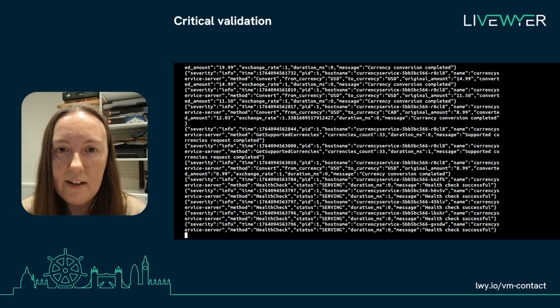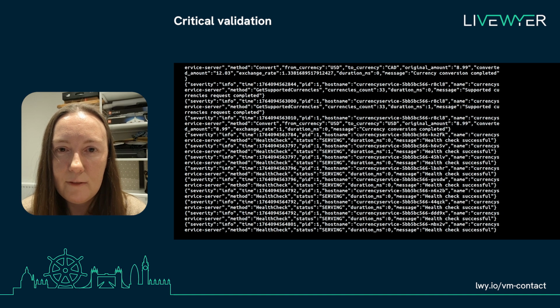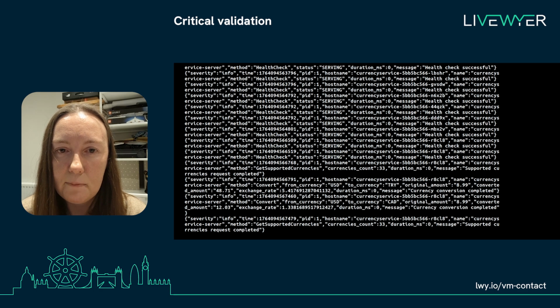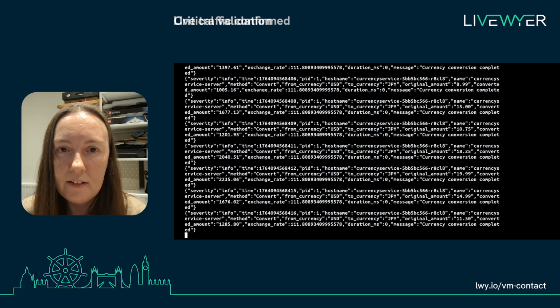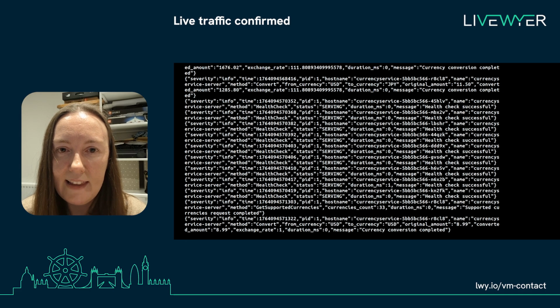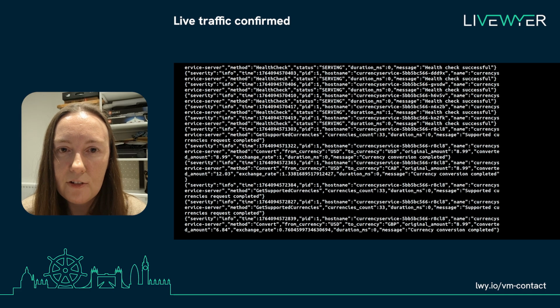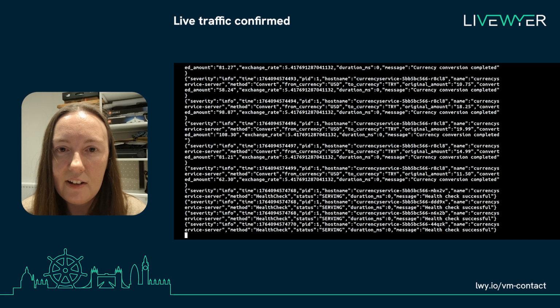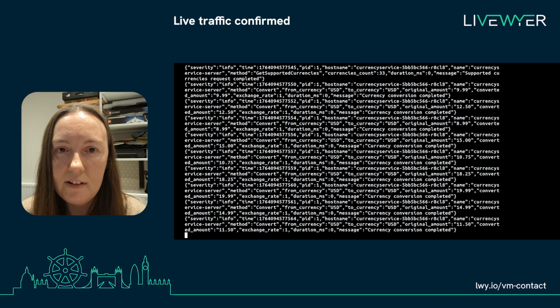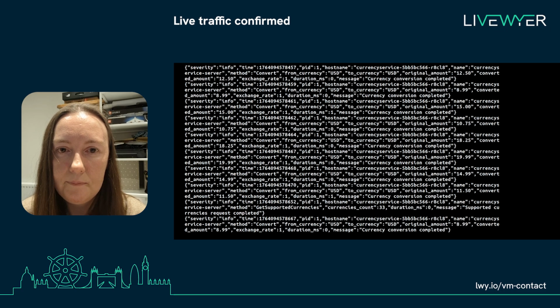Traffic is reaching the containerized service, the service is responding correctly, and Kubernetes is managing the workload as expected. First, let's verify traffic flow. If we tail the logs using Kubernetes label selectors, we can see structured JSON entries showing incoming gRPC requests with request metadata, conversion details, and response times.